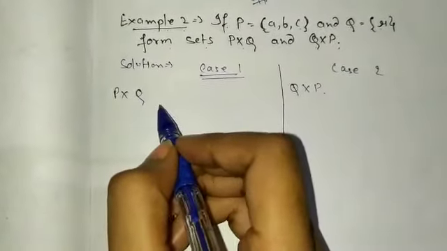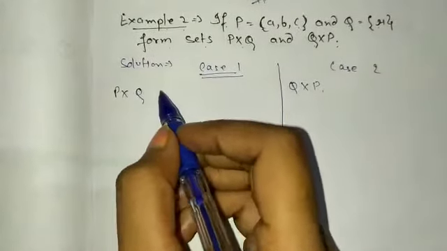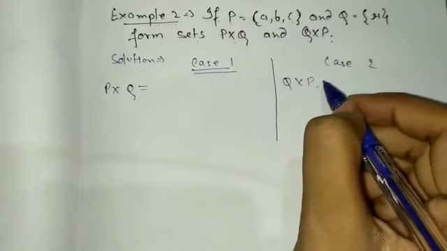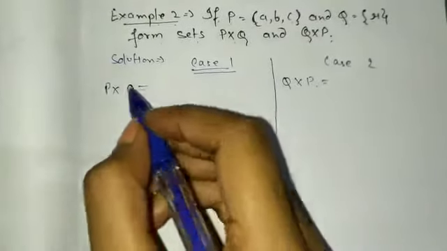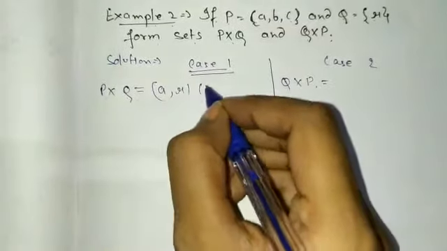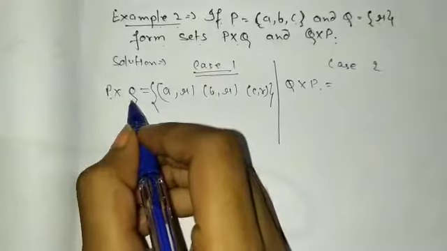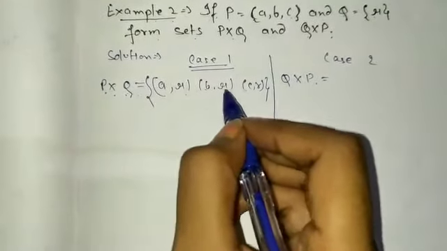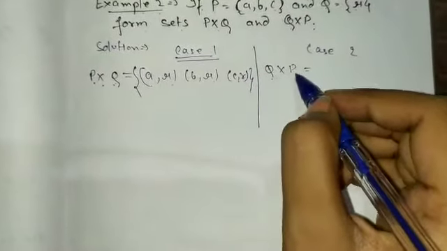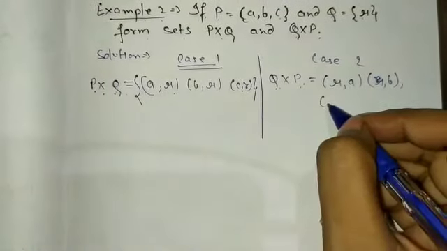So we all know that as per the Cartesian product, to make an ordered pair, the first element must belong to the first set and the second element must belong to the second set. So in case of P into Q, we will make (a, r), (b, r), (c, r). So P into Q has elements (a, r), (b, r) and (c, r). And similarly in case 2, Q into P will equal (r, a), (r, b) and (r, c).